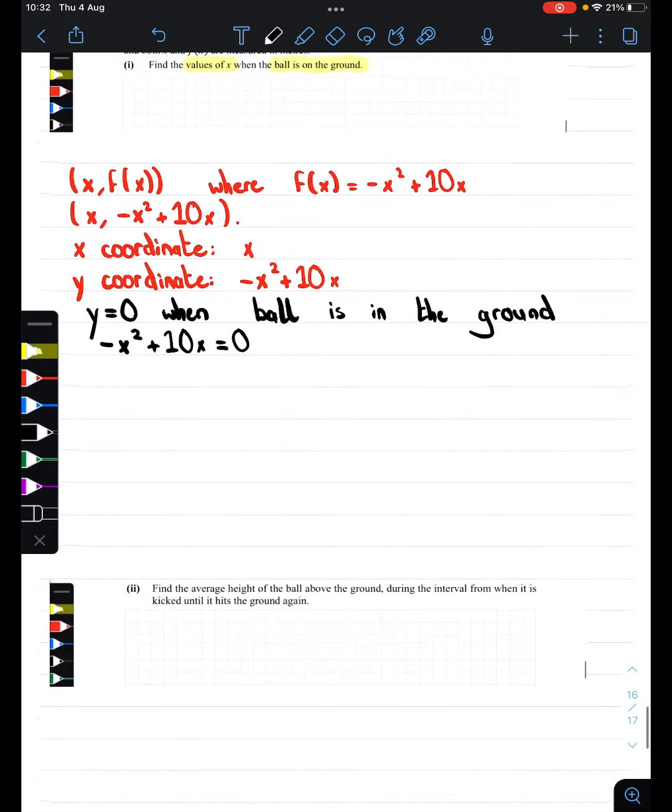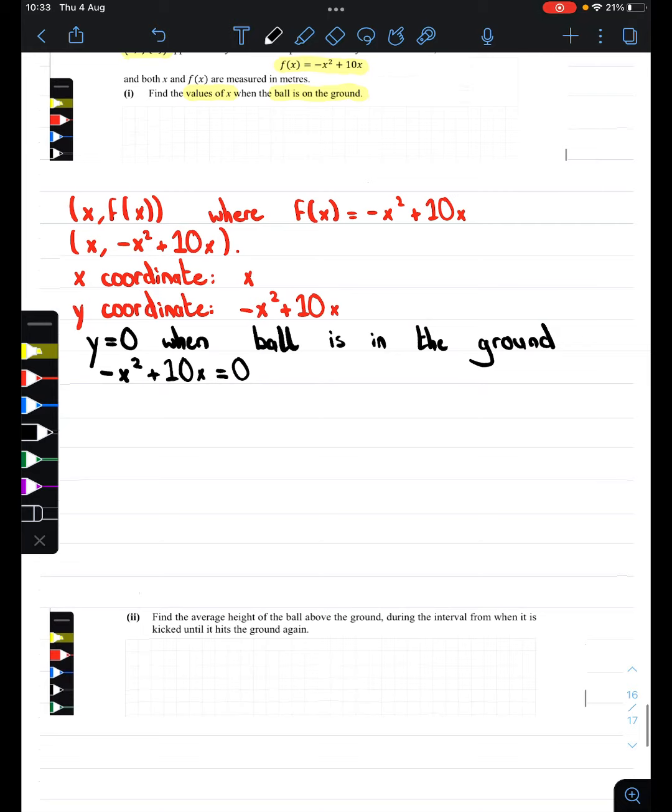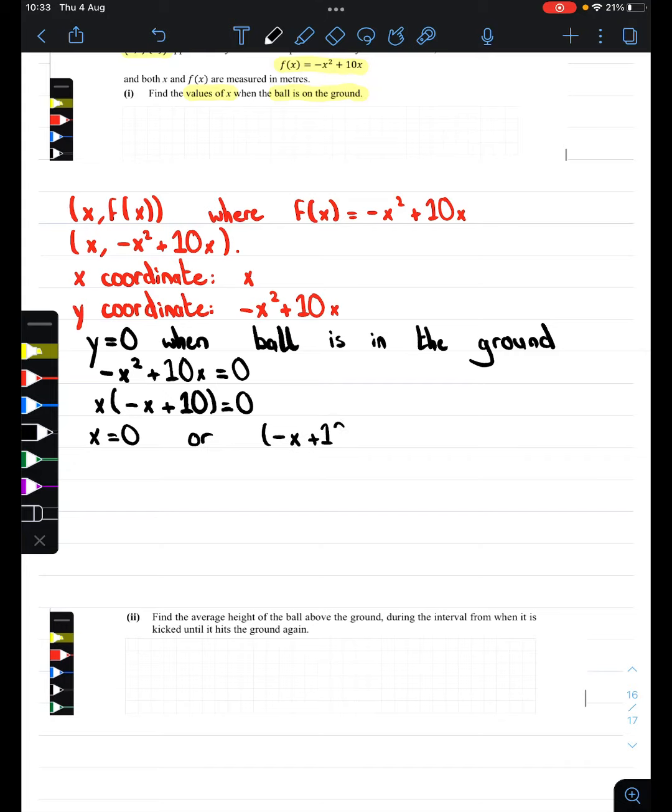Okay, and now we want to solve for this x. Well, there's an x term here. So if we take this out, we have x by minus x plus 10 equals 0. Okay, so either x equals 0 or minus x plus 10 equals 0. One of these factors has to be 0 for the product to be 0.